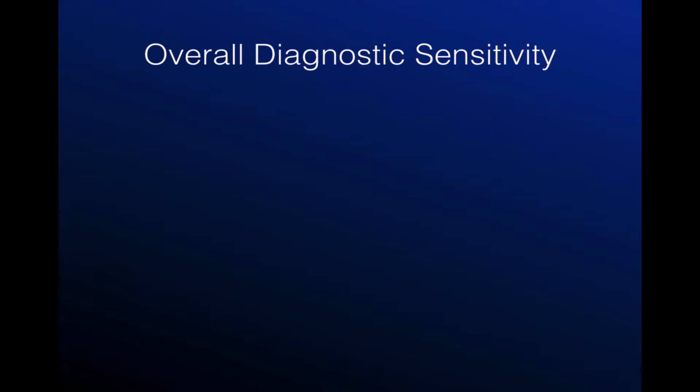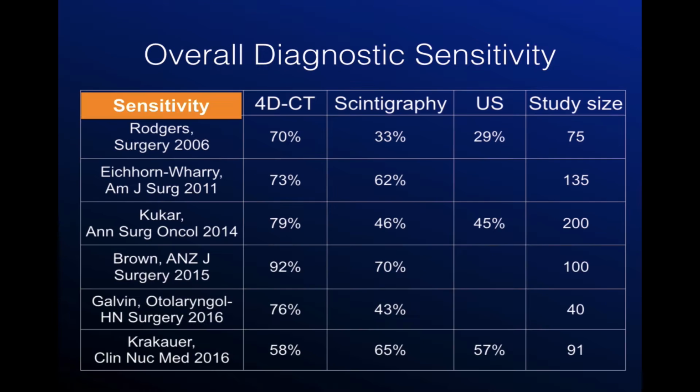So now let's turn to the data. Since 4D-CT was first described in 2006, there have been multiple studies that compare this relatively new imaging modality to traditional imaging modalities, and I have summarized them for you here. This table shows the study sizes in the last column, and then the other numbers are the sensitivity of the different imaging modalities. In all of these studies, with exception to the last one, 4D-CT had a higher sensitivity than scintigraphy by various margins, but these are clinically significant margins.